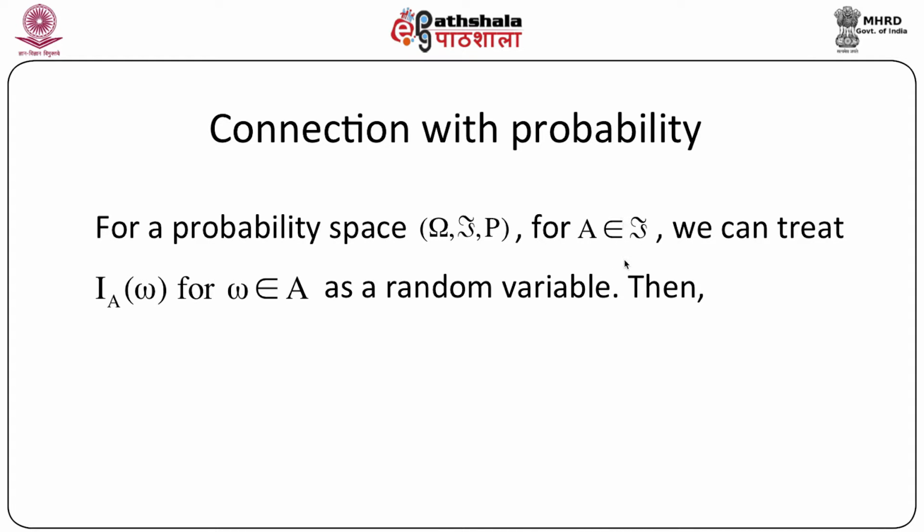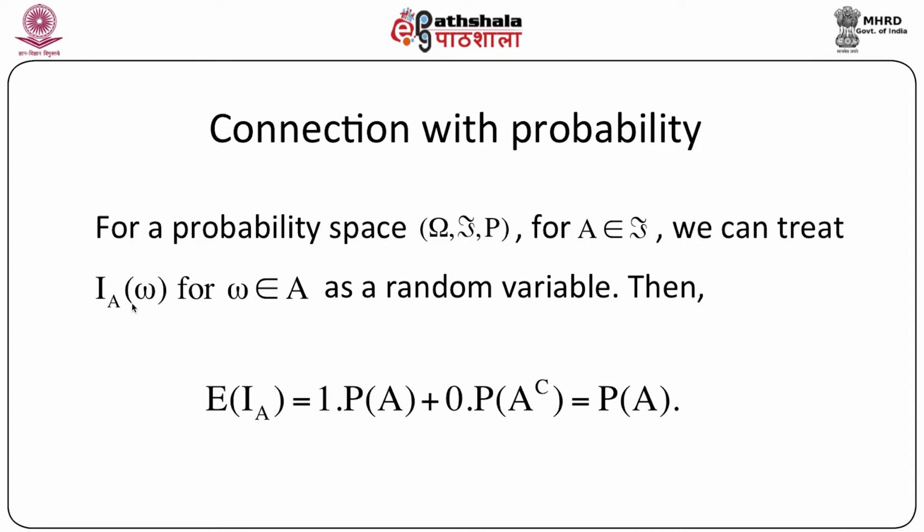Because now A belongs to script F and we have defined the probability measure, so this is the probability space. So we can easily treat I_A of omega as a random variable. Then if we take the expectation of I_A, what is it? 1 into the probability that I_A takes the value 1. Now I_A takes the value 1 means omega belongs to capital A, that means just probability of A, plus 0 into similarly probability of A complement, which is nothing but probability of A.